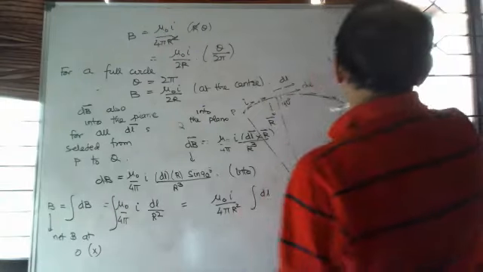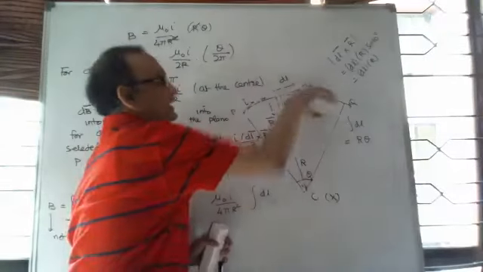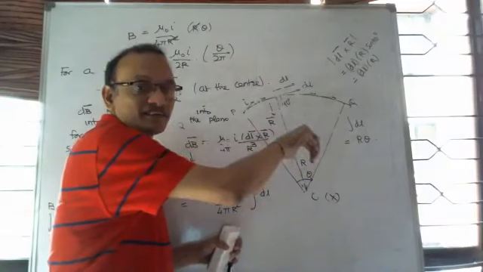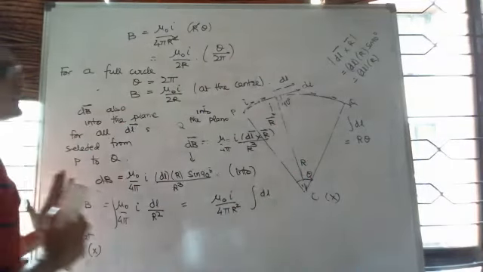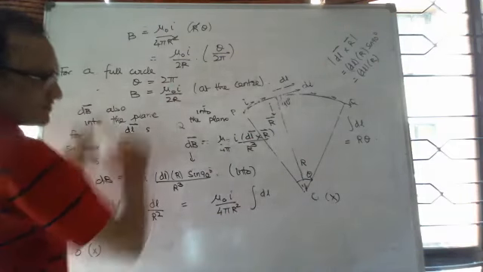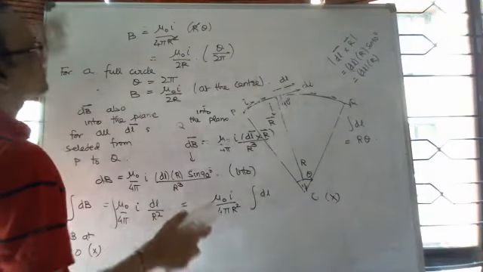ये current ऐसे flow कर रहा था, और देखो ये field अंदर जा रहा था. So another thumb rule that I want you to remember for circular arcs. Can I write this out?